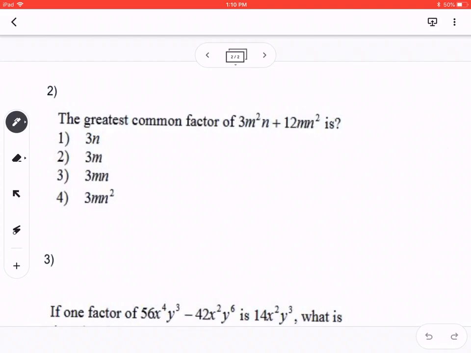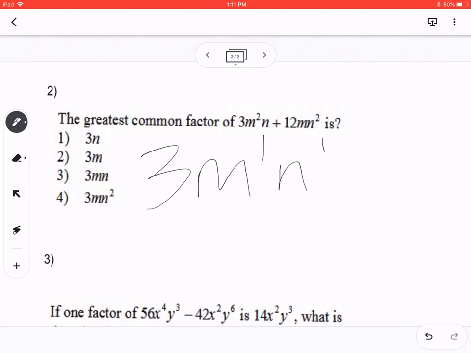The GCF of the coefficients is 3. Look at the variable m. The first term has an m squared, the second has an m to the first power. We could divide an m to the first power out of both of those terms. In terms of the variable n, the first term has n to the first power, the second has n squared, meaning that we can divide n to the first power out of those terms.